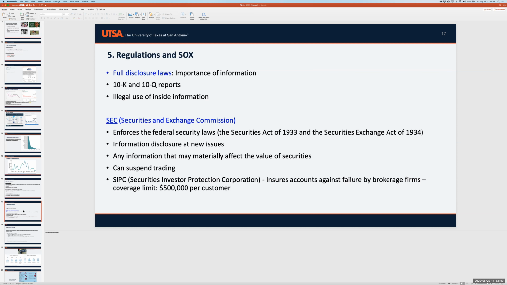Also, the regulations try to stop the illegal use of insider information. This is a huge topic. If you are interested, I can suggest many sources about insider trading. There are many series, many investigations regarding insider trading. What is insider trading? Do you have an idea?